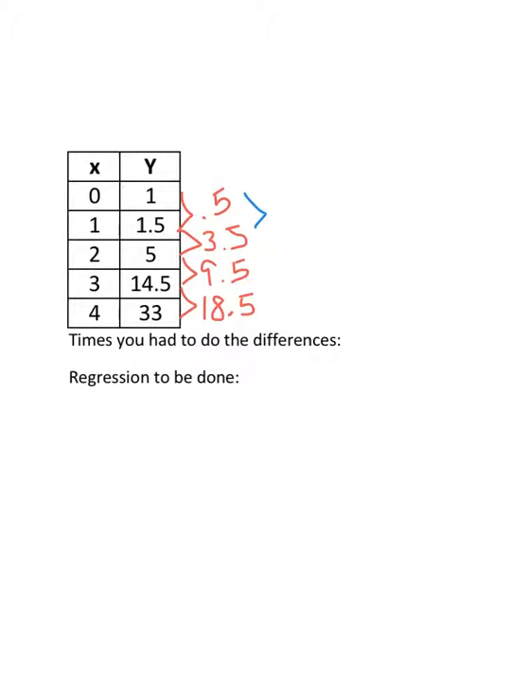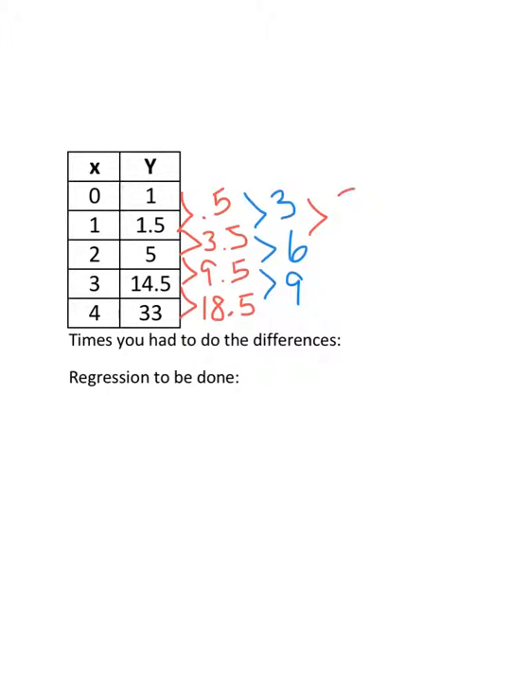0.5 to 3.5 is an increase of 3. 3.5 to 9.5, it's an increase of 6. So already, because those two numbers are different, I know for sure it's not quadratic. It's not a second difference. But I'm going to keep going. 9.5 to 18.5 is an increase of 9. So just like we said, not a second difference. So I'm going to go again.